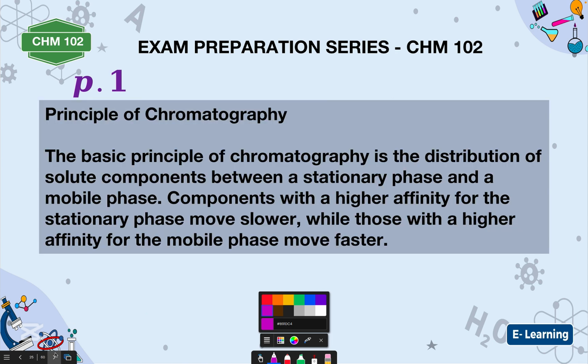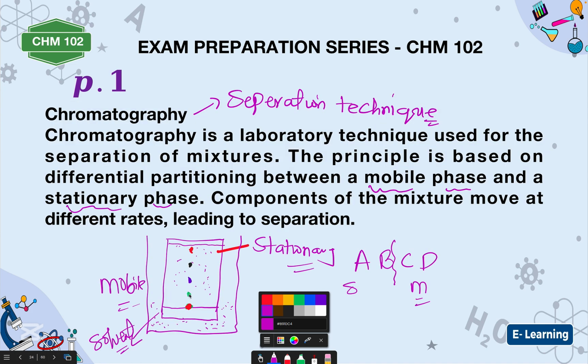Now, the principle of chromatography. We stated that the basic principle of chromatography is the distribution of solute components between a stationary phase and a mobile phase. And components with a higher affinity for the stationary phase move slower. That was what I was trying to tell you, that this green here has more affinity for the stationary phase, while the red has more affinity for the mobile phase. So the red will move very fast, while the green, which has more affinity for the stationary phase, will remain with the stationary phase. Are you getting it? Even if it moves just a little bit.